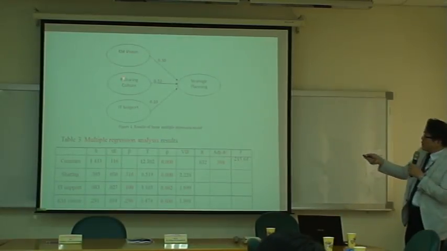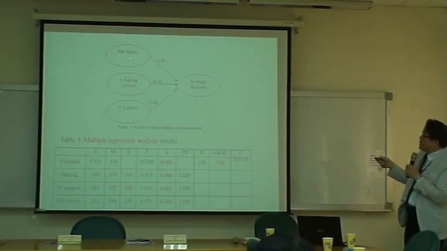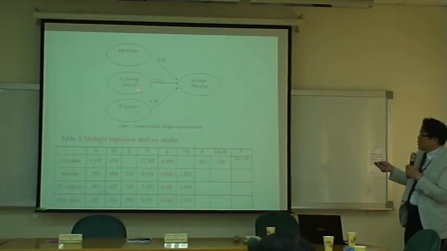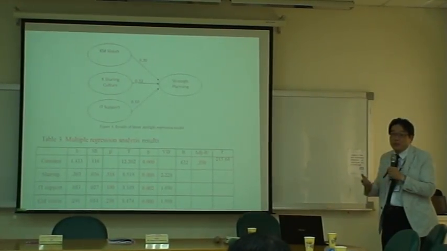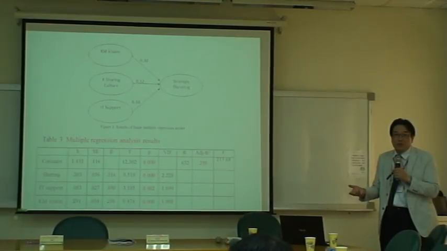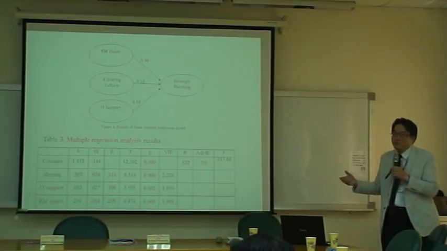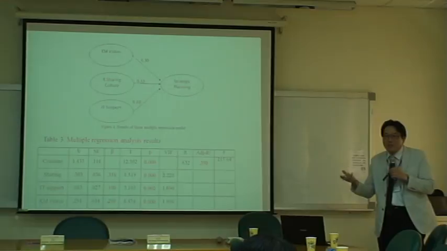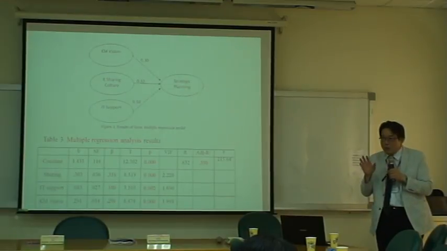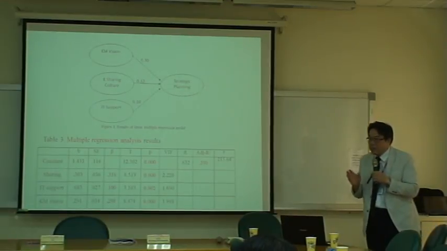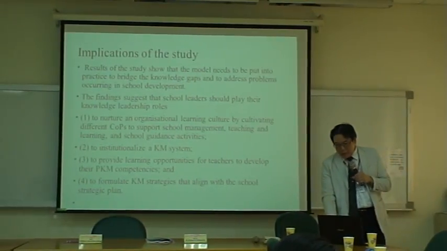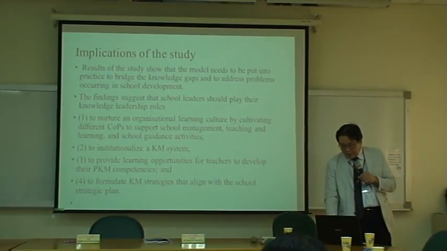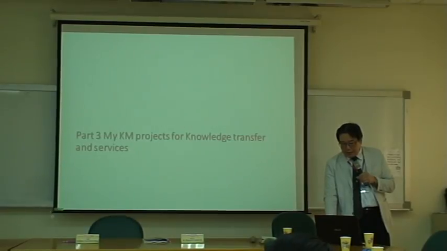Okay. Now, this model tells us vision and sharing culture is more important than the IT support. IT support means the computer. People think about doing knowledge management, buy the system here, then we can run it effectively. No, the people problem is important. We need to tackle it. So this is about my study, and also I conduct some projects.